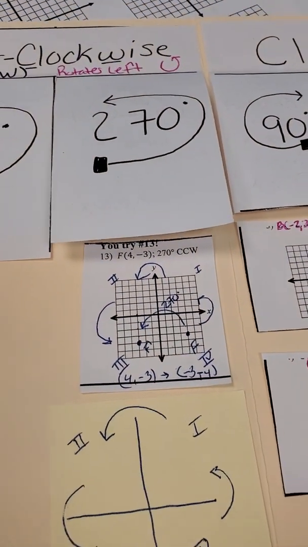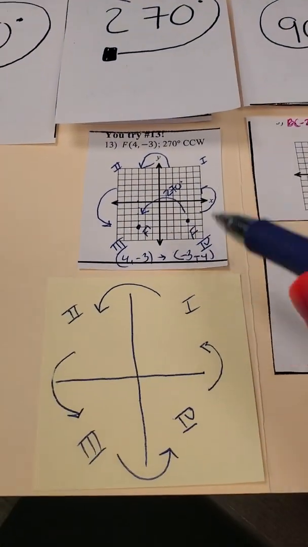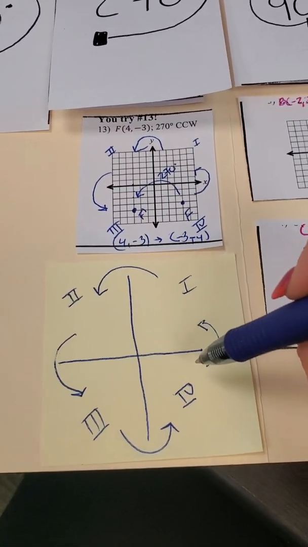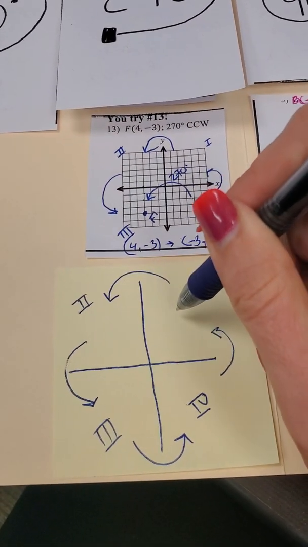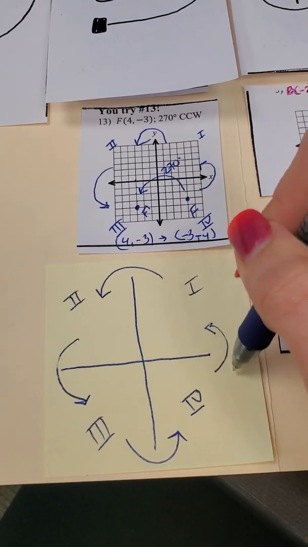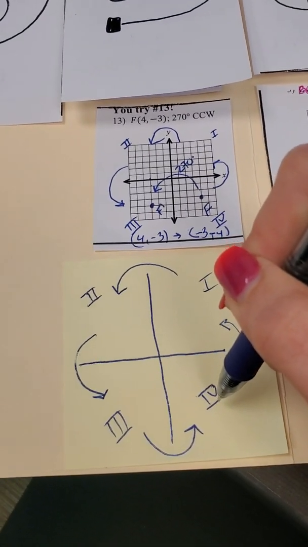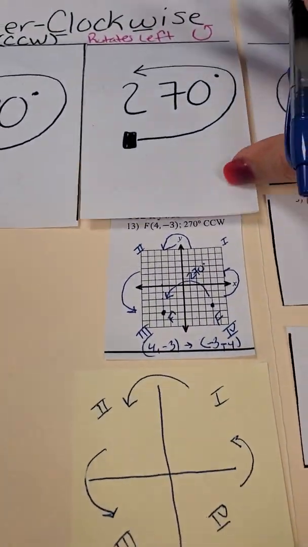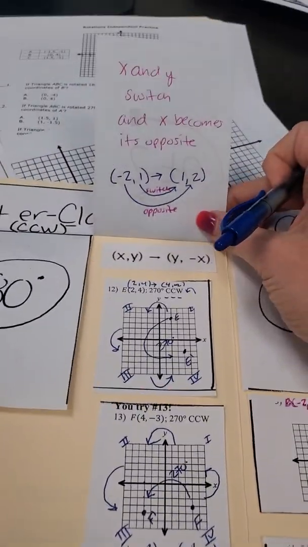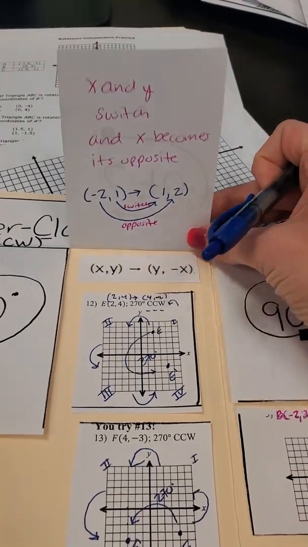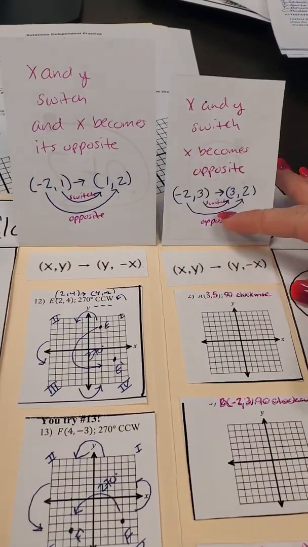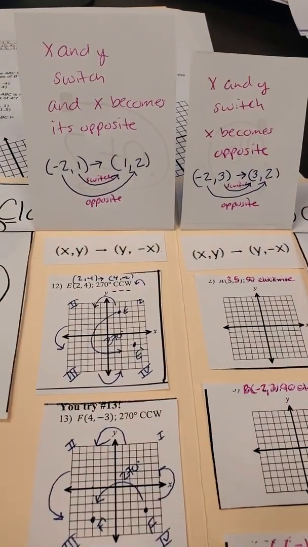Now, here's the fun part: whenever I do a 270 degree rotation counterclockwise, it is the exact same thing as taking a point and rotating it 90 degrees clockwise. They're going to land in the same location. Because those points land in the same location, the rule that I used for 270 degrees counterclockwise is the exact same rule for a 90 degree clockwise, because they're going to land in the same place.